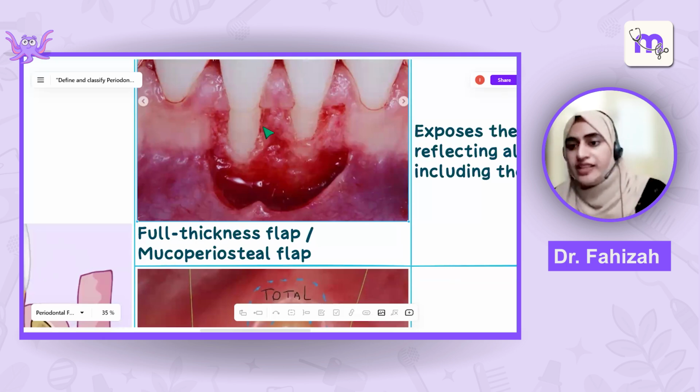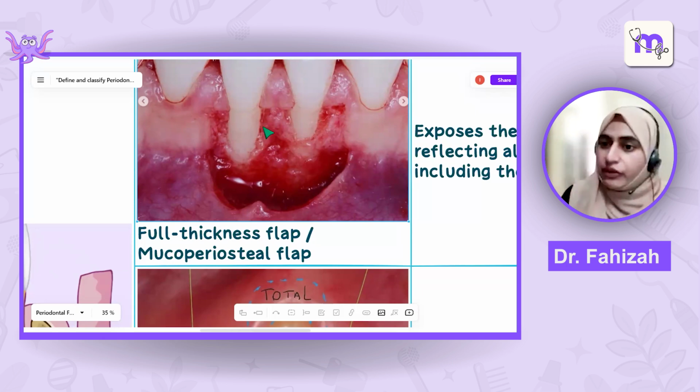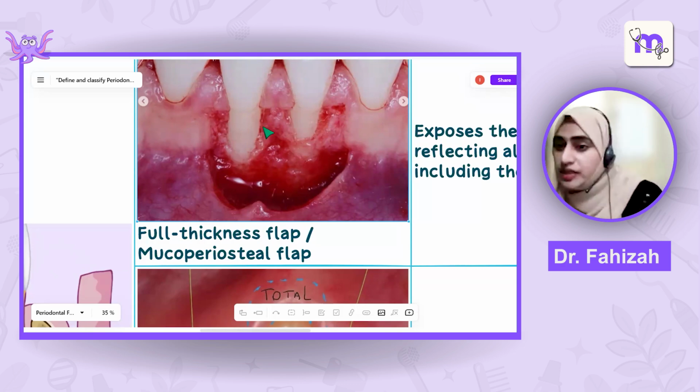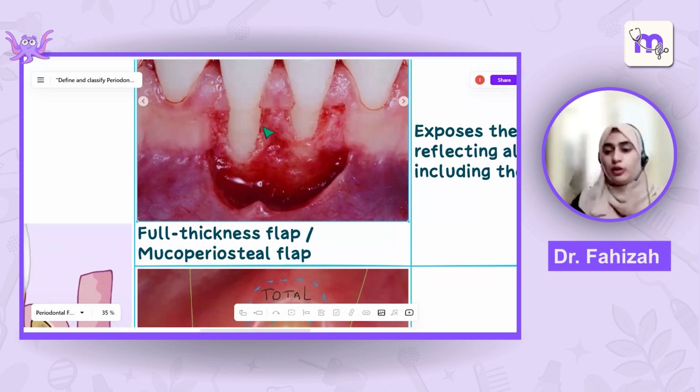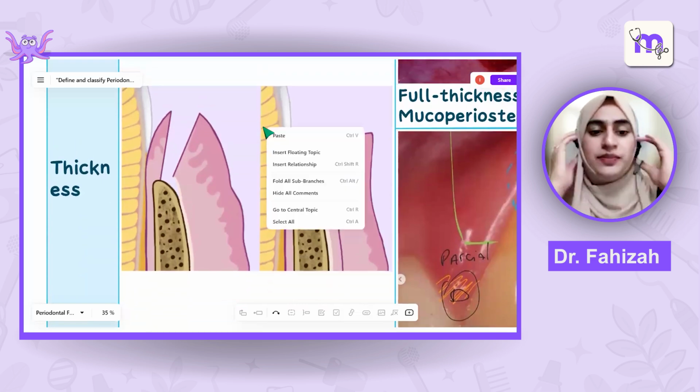Split thickness or full thickness flap is not a separate procedure. But during your different kinds of procedures which we spoke about, be it furcation involvement procedure or root coverage procedure or increasing the width of attached gingiva, anything can include both. I'm not saying it always includes both. Sometimes it includes only full thickness, sometimes only split thickness, or sometimes both. Okay. But let's see what is full thickness and split thickness.